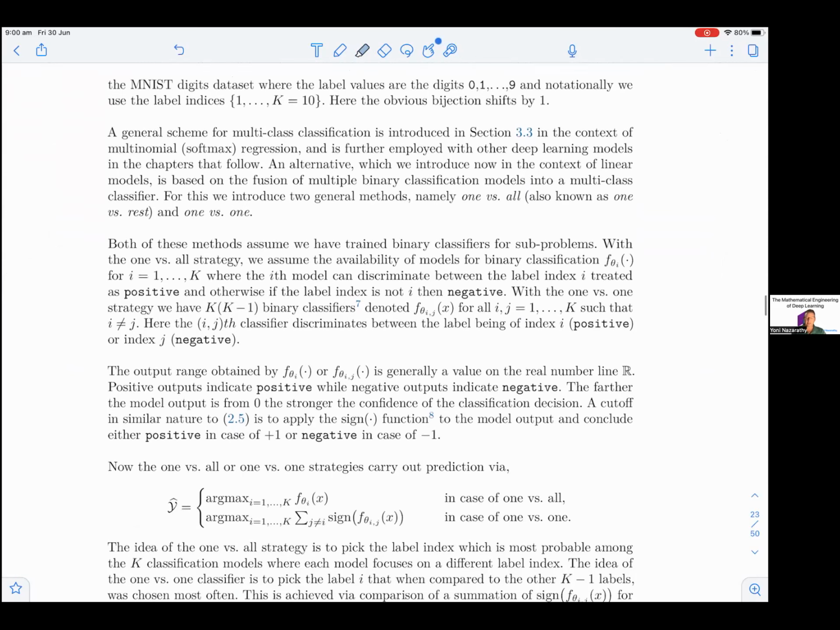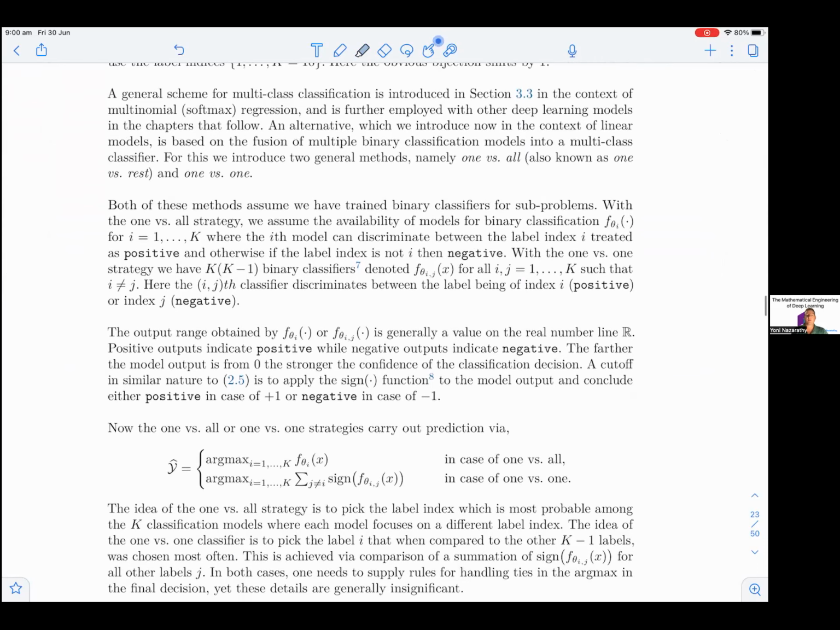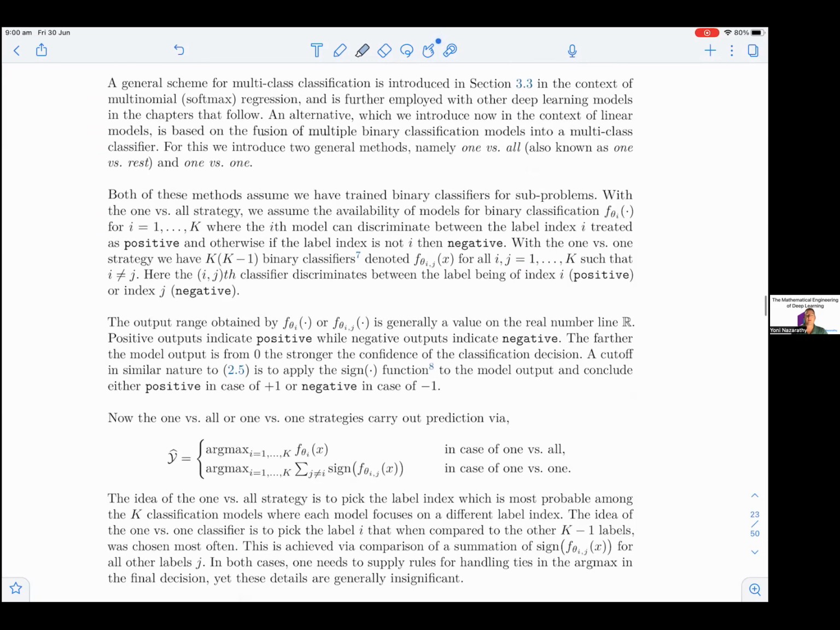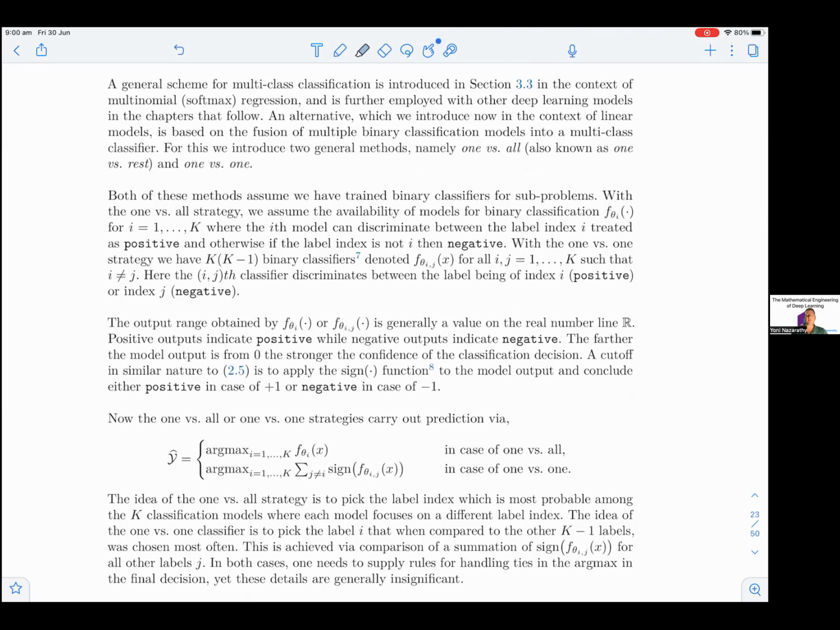A general scheme for multi-class classification is introduced in section 3.3 in the context of multinomial softmax regression, and is further employed with other deep learning models in the chapters that follow. An alternative, which we introduce now in the context of linear models, but is not just limited to linear models, is based on the fusion of multiple binary classification models into a multi-class classifier. For this, we introduce two general methods, namely one versus all, also known as one versus rest, and one versus one. So, one versus all and one versus one.